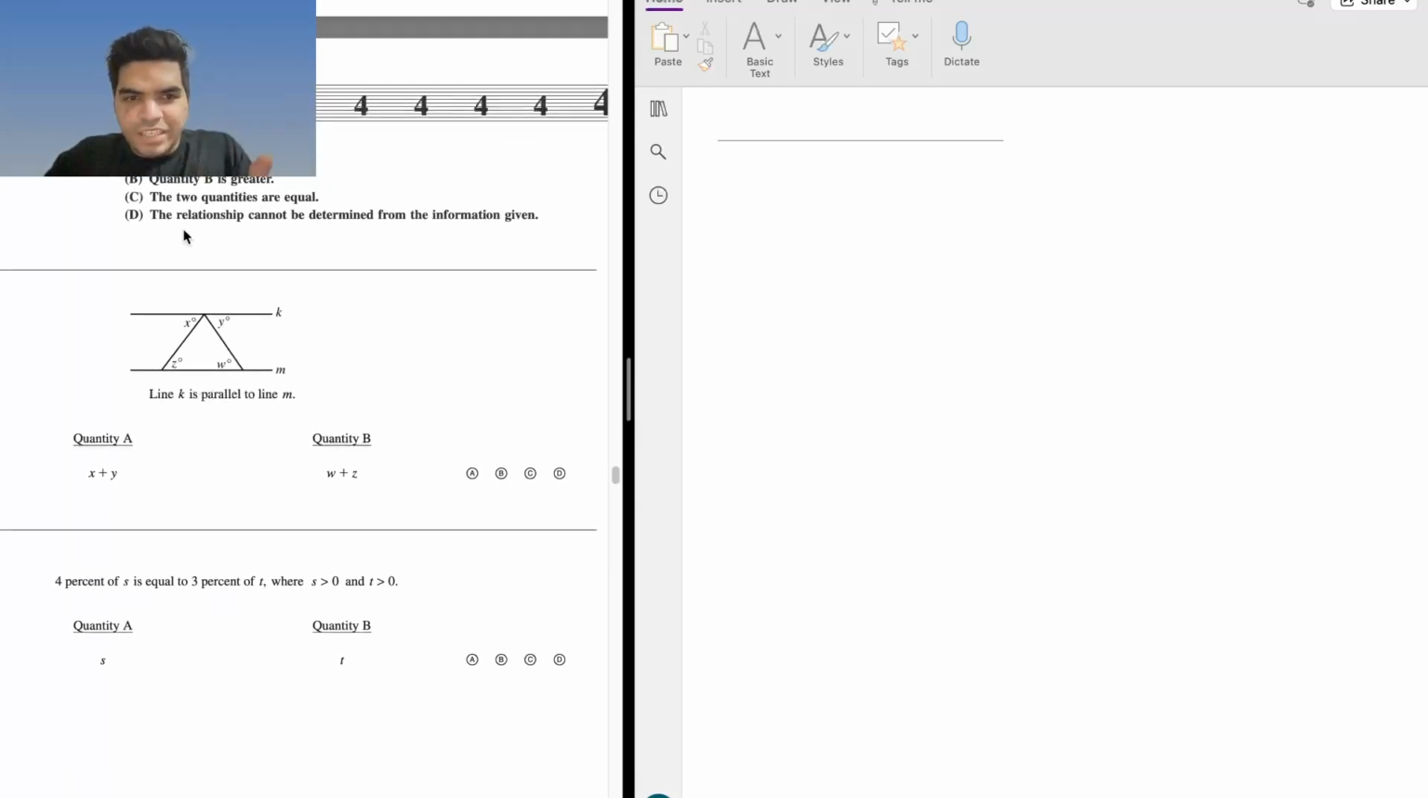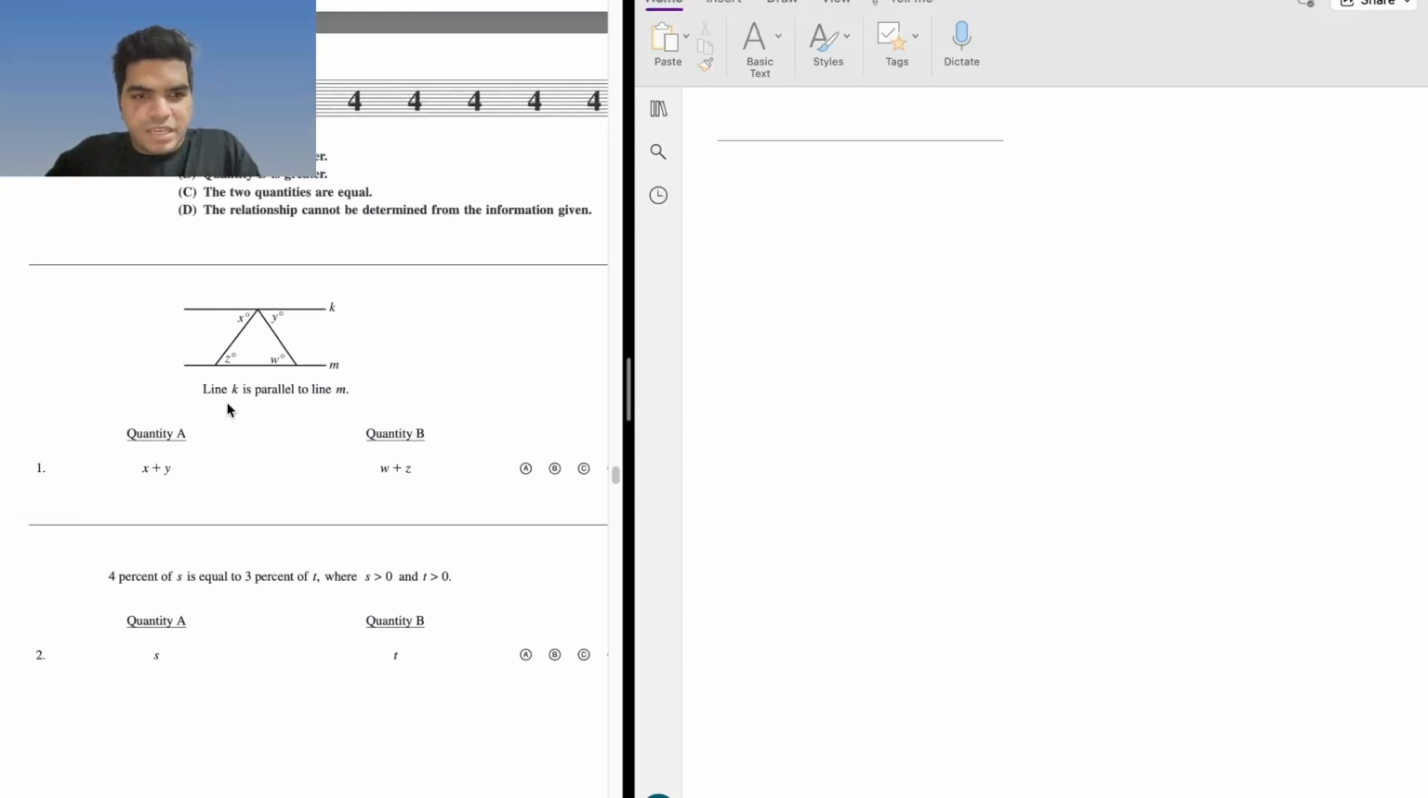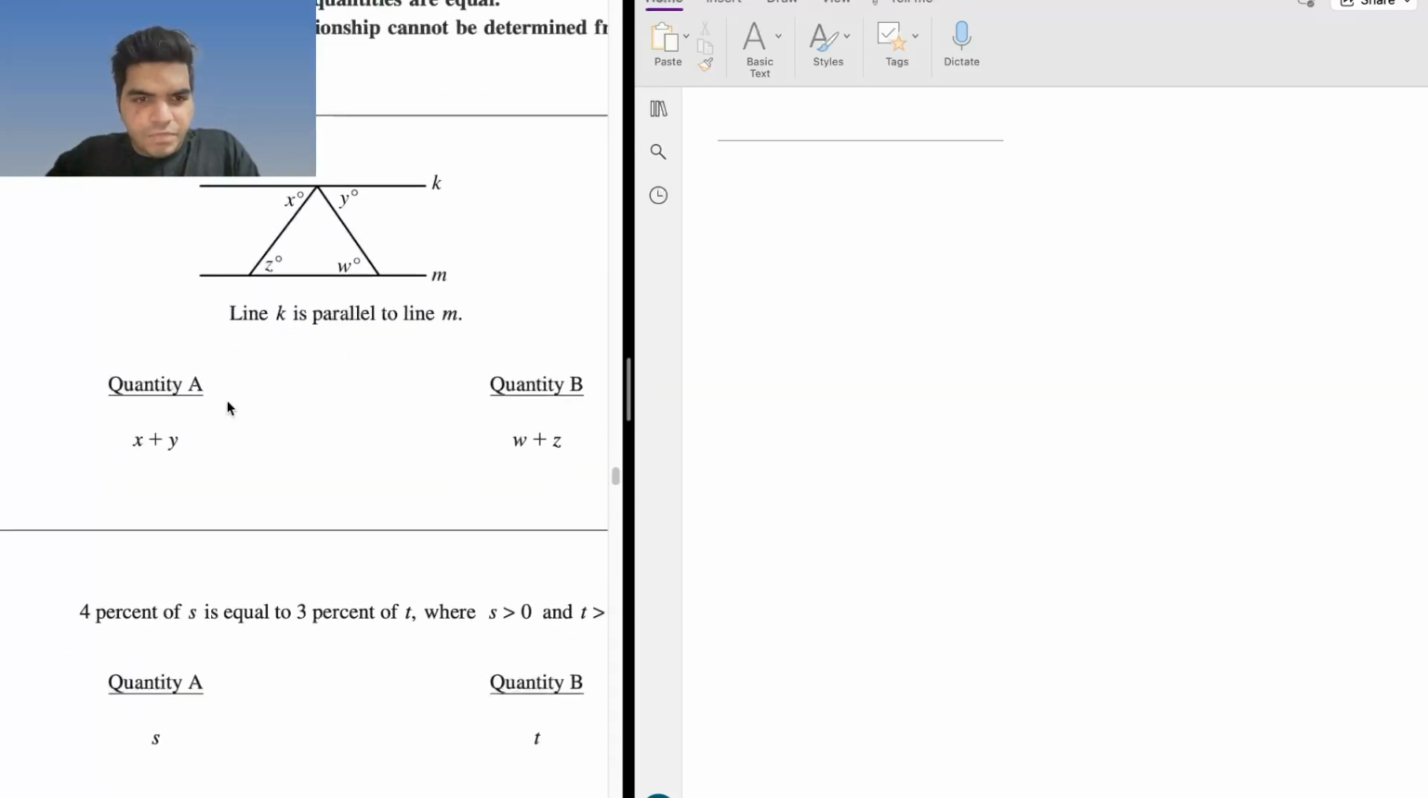Option A will be quantity A is greater. Option B will be quantity B is greater. Option C will be both A and B are equal. Option D, it cannot be determined with the given information. So let's start with the very first question.